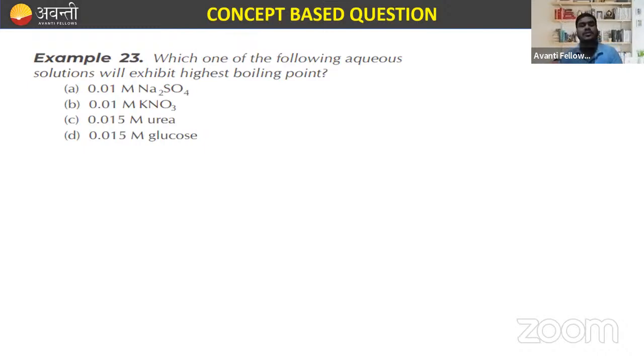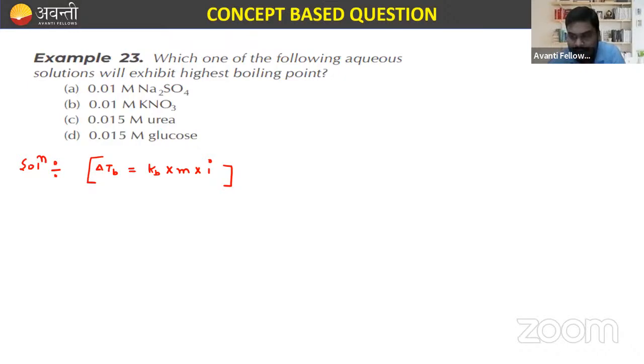Which one of the following aqueous solutions will exhibit the highest boiling point? So you have to identify which of the following aqueous solutions will exhibit the highest boiling point. How will you know which one shows the highest boiling point, beta? How will you calculate this? Yes, we know that delta Tb is equal to Kb into molality into i. So delta Tb is nothing but Kb into m into i. This is all about delta Tb.